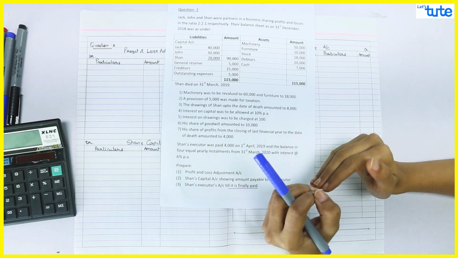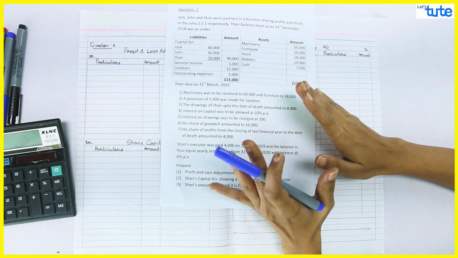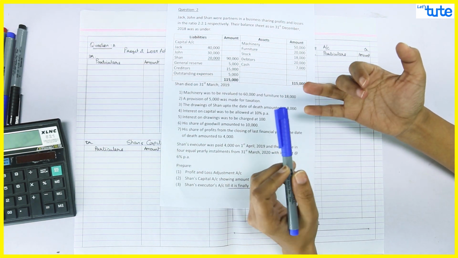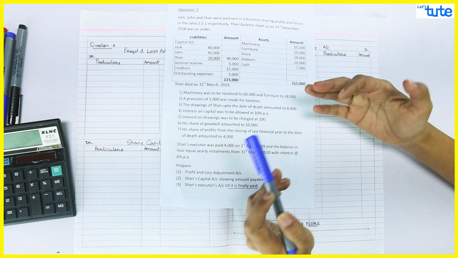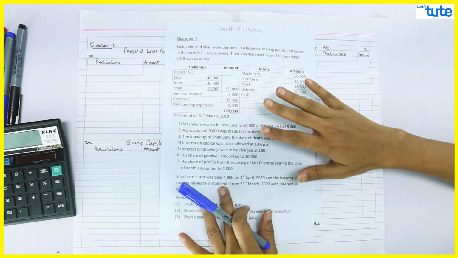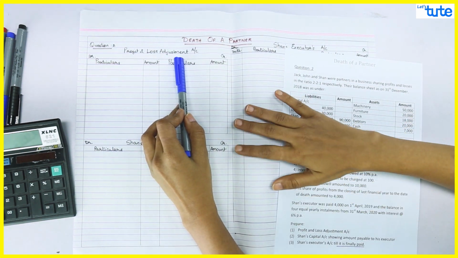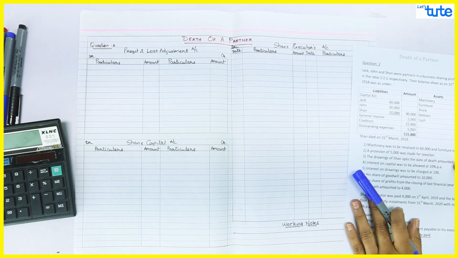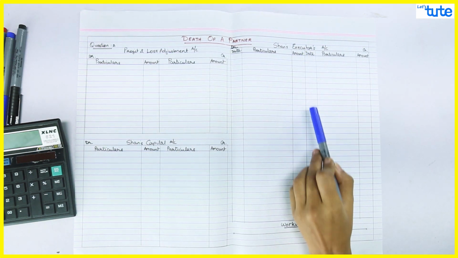Make sure when you read the question, you read it very carefully so that you get the entire picture, what is given in the question and what is to be prepared. Now we'll start solving it. We have prepared the profit and loss adjustment account. We have prepared Sean's capital account, only one partner's capital, and then we also have prepared Sean's executor account.